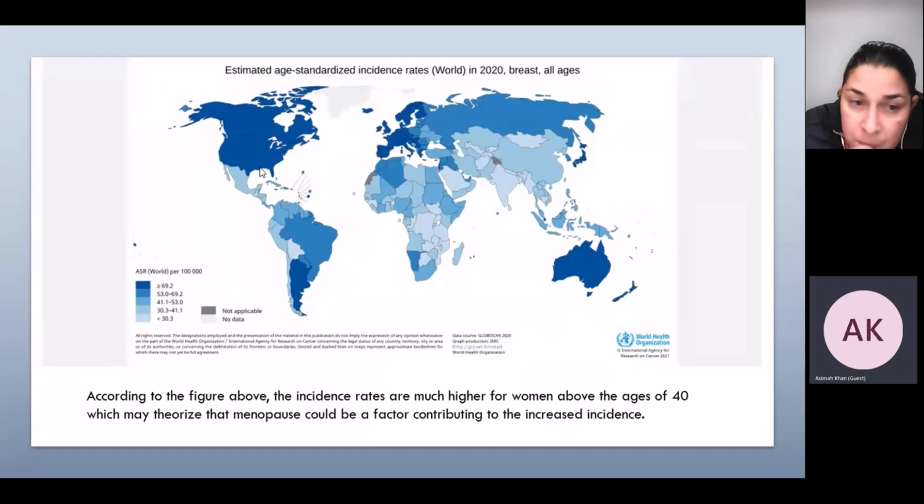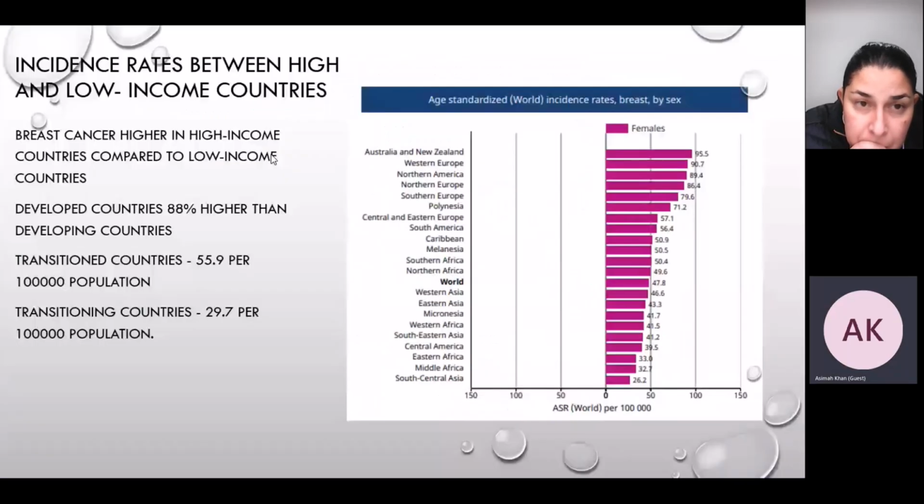The incidence varies in different countries. It is found to be higher in high-income countries compared to low-income countries. The incidence rate of breast cancer in developed countries is approximately 88% higher than in developing countries. In transition countries, breast cancer represents 55.99 per 100,000 population. In transitioning countries, it represents 29.7 per 100,000 population.